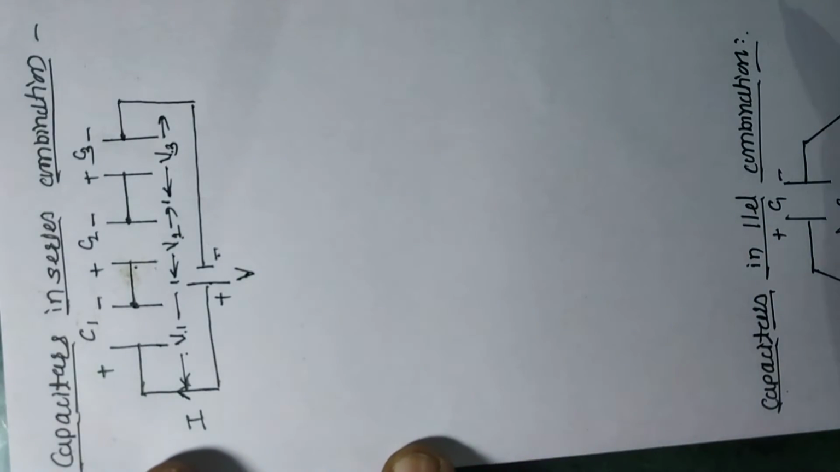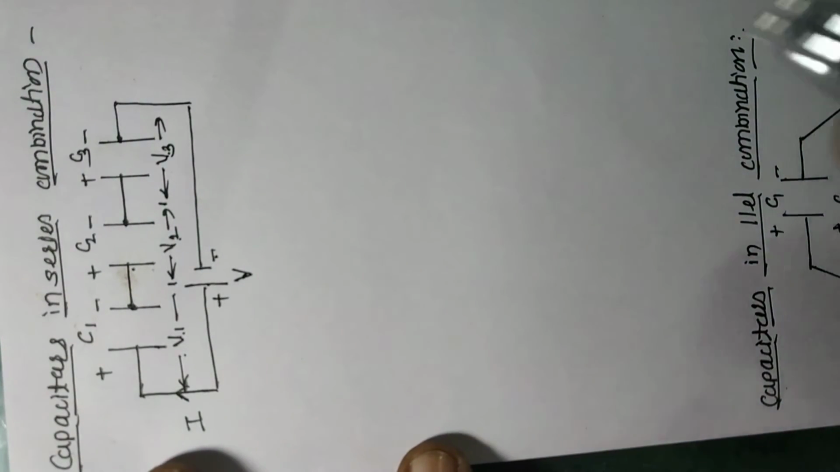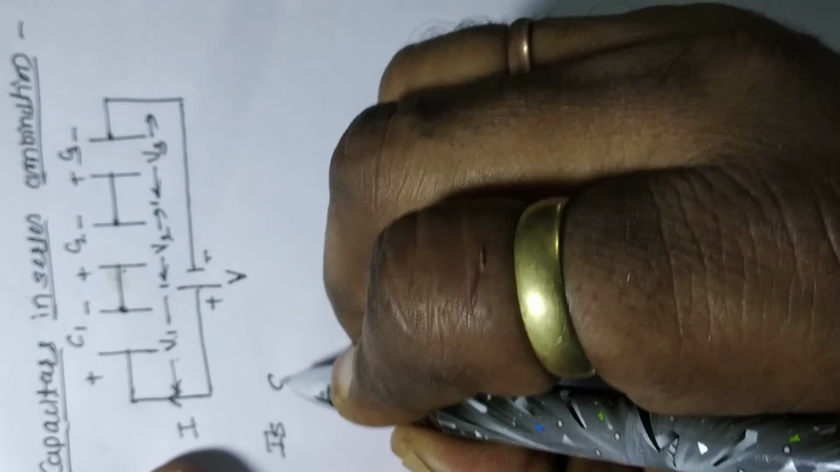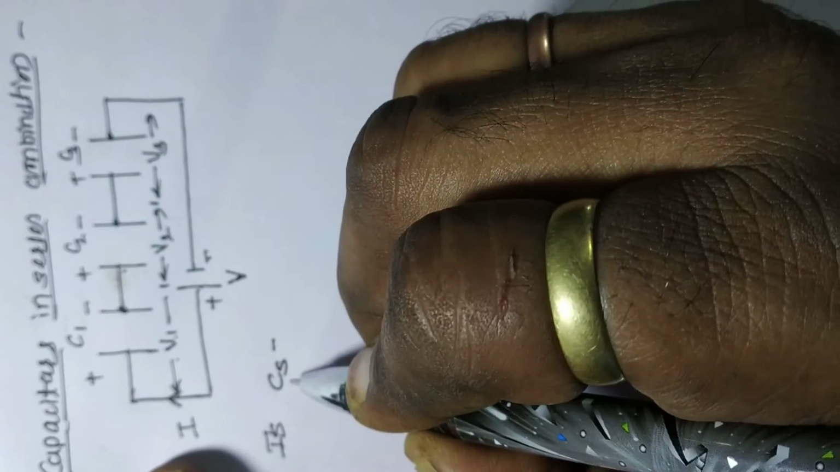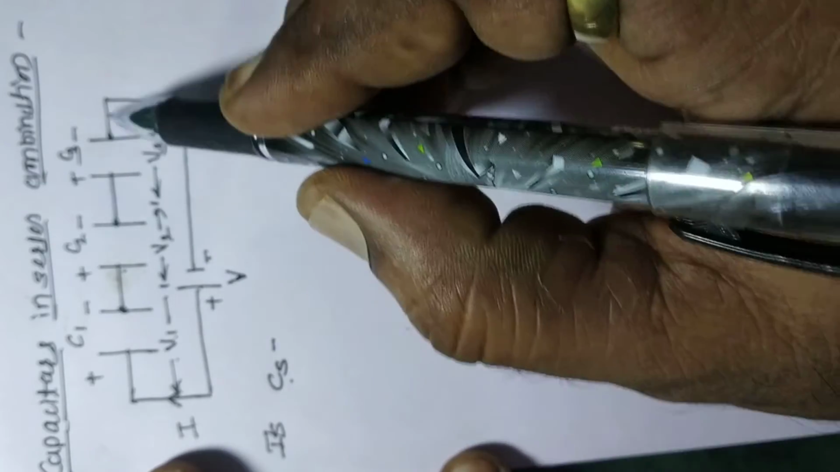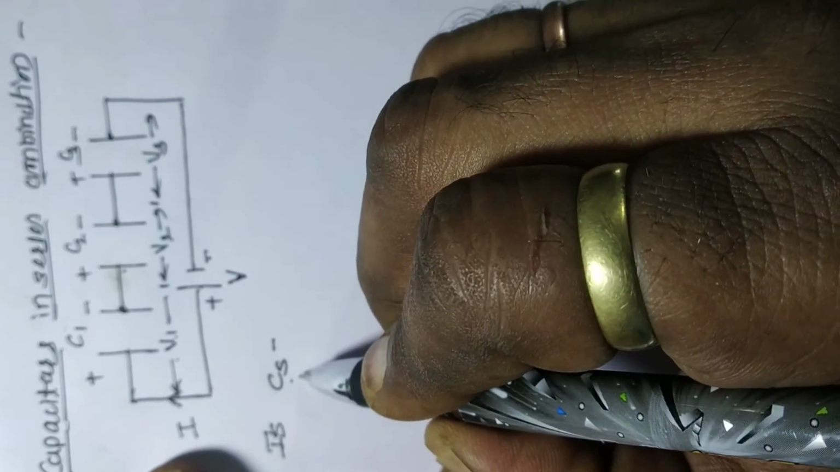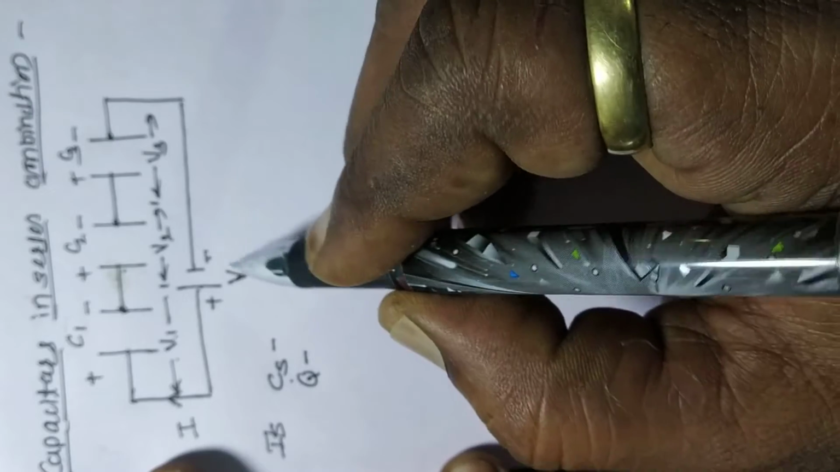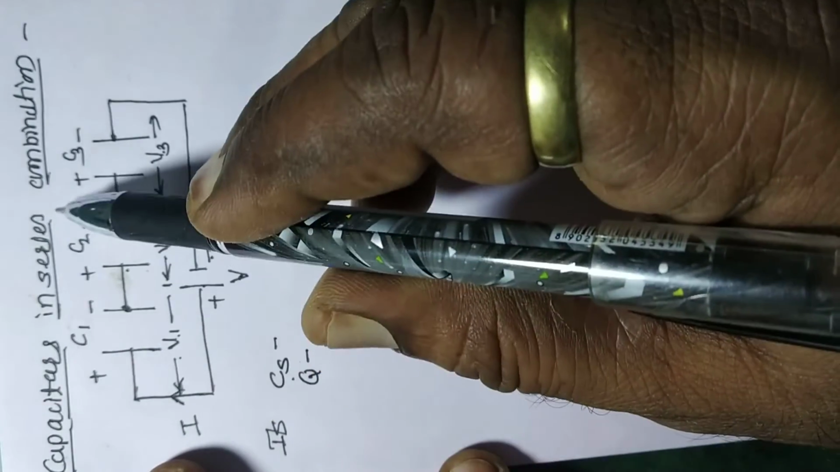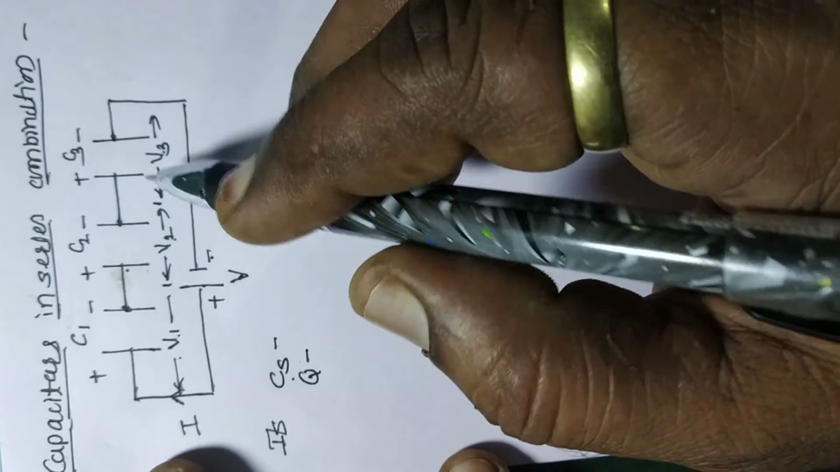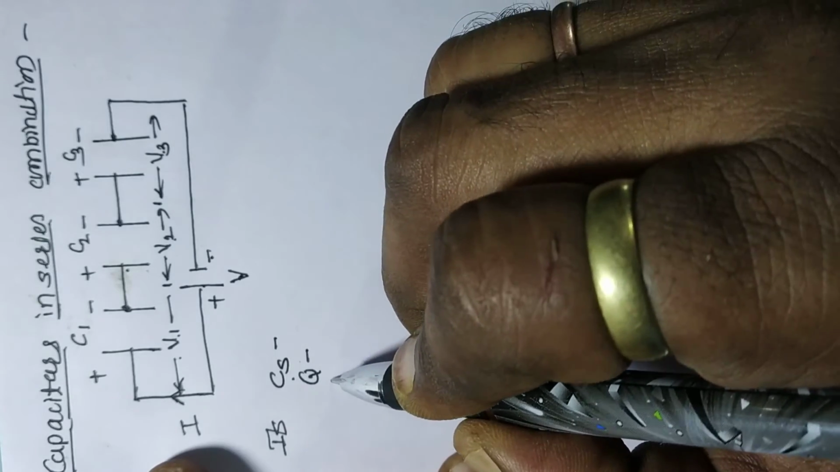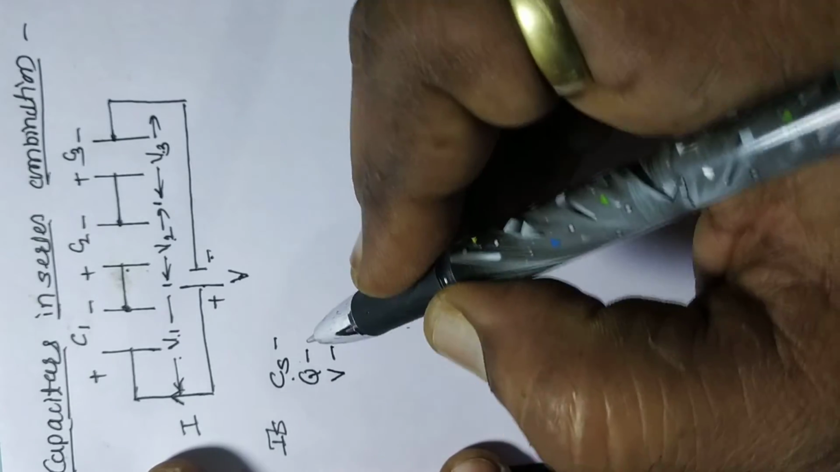See, suppose CS is the resultant capacity of series combination, Q is the total charge on this series combination, and phi is the total potential.